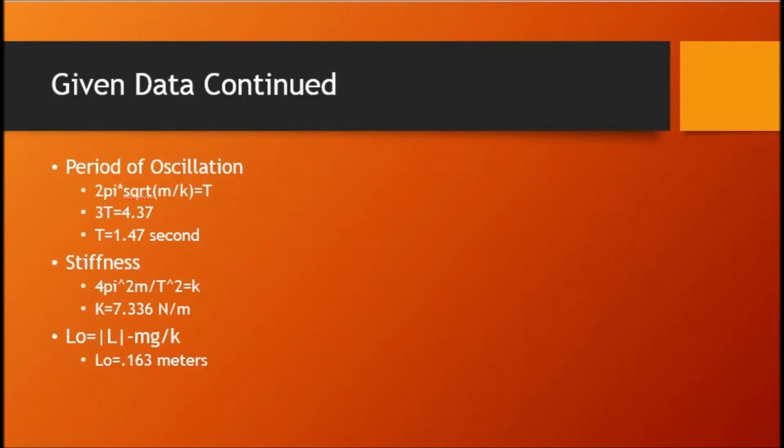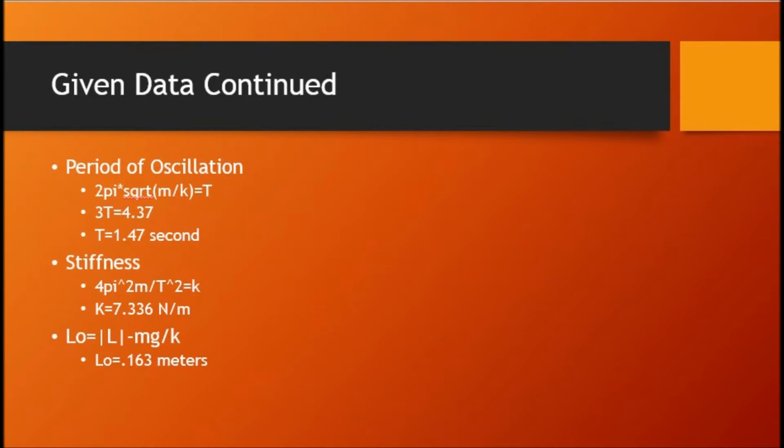So, given that the period of oscillation is 1.47 seconds, we are able to find the stiffness of the spring by inputting the period of oscillation into the equation 4 pi squared times mass divided by period of oscillation squared equals stiffness. We then get stiffness equals 7.336 newtons per meter.